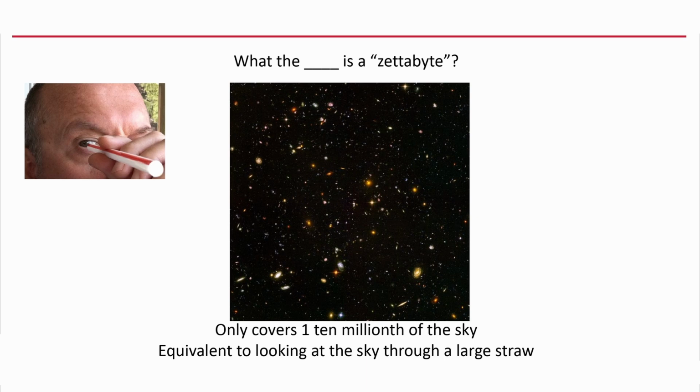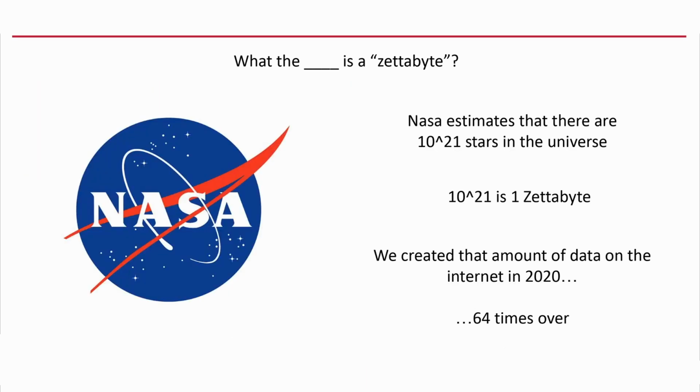So taking that into account, how many stars do you think are in the universe? NASA's best estimates are that there's somewhere around 10 to the 21 stars in the universe. That is 10 followed by 21 zeros. That is 1 zettabyte. In 2020, internet users created that amount of data 64 times over. So when I say that there is a lot of data out there, this was my best attempt at putting how much data is out there in perspective, and I probably am still not doing it quite justice.